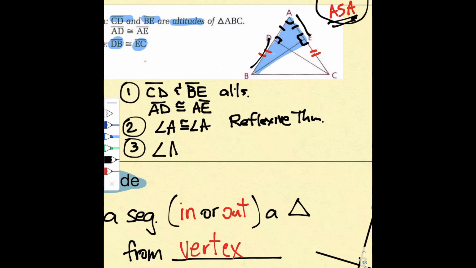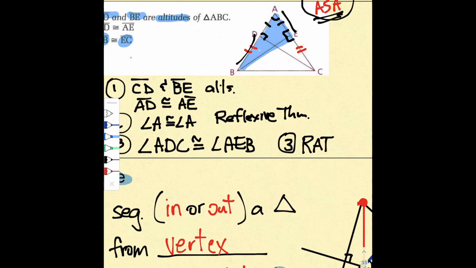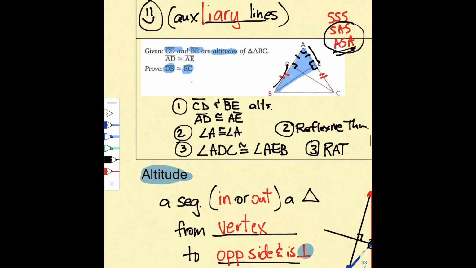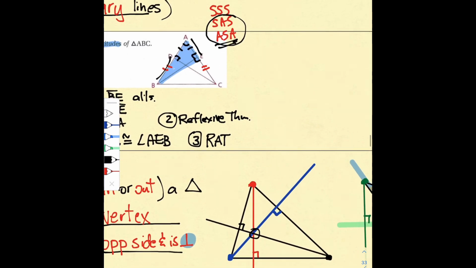Now I need that other angle, right? And this is angle ADC is congruent to angle AEB. Why are those two congruent? Well, because of the right angle theorem, right? Technically, I should have said I have two right angles there. I skipped a step, if you see what I'm saying. I'm not going to worry about that too much. We can see that those angles there are right angles. Therefore, those are congruent angles. Line 4, our two triangles are congruent now.